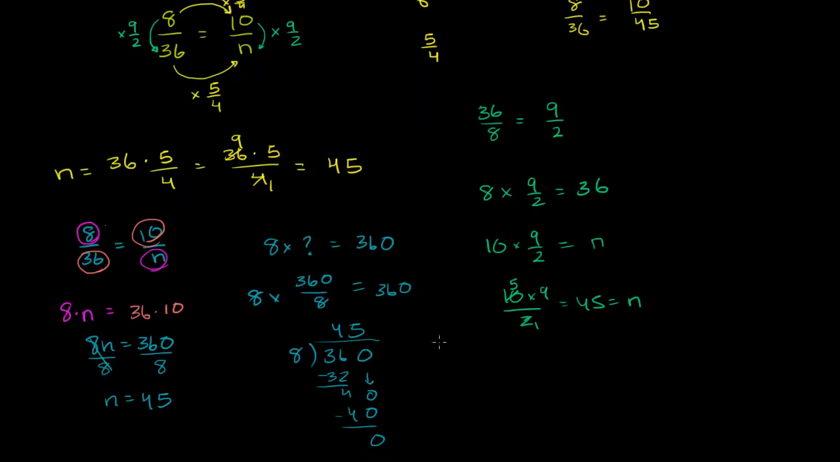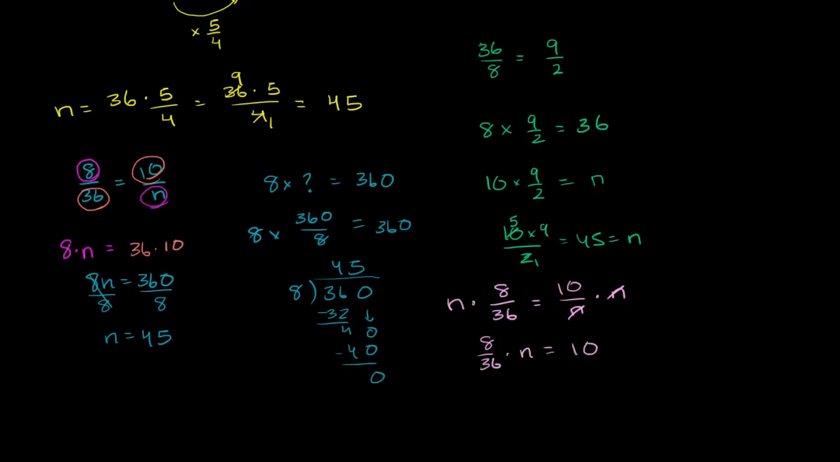So let's rewrite our proportion. 8 over 36 is equal to 10 over n. And we want to solve for n. Well, the easiest way to solve for n is maybe to multiply both sides. This thing on the left is equal to this thing on the right, so we can multiply them both by the same thing, and the equality will still hold. So we can multiply both of them by n. On the right-hand side, the n's cancel out. On the left-hand side, we have 8/36 times n is equal to 10.